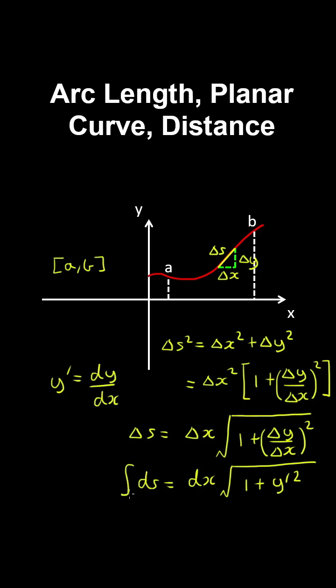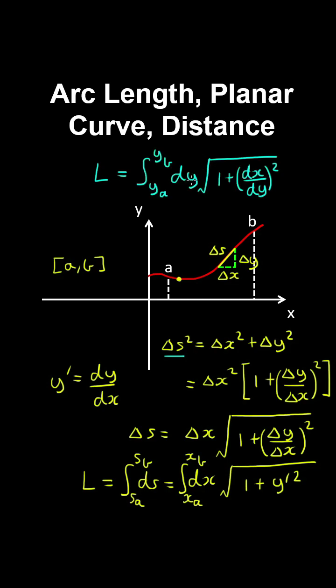And if we integrate both sides from a to b, so we have SA and SB, and on the right hand side we integrate from XA to XB. And this here gives us the length of the curve between A and B, or the total distance that a particle travels along the curve. Now you can instead divide through by delta y squared and do similar algebra, and you'll be able to obtain this integral with respect to y. And I'll leave that for you to do as an exercise.